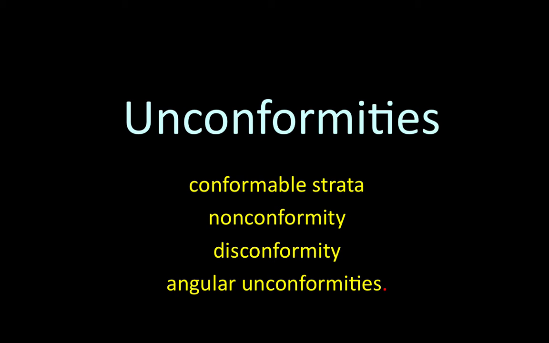This is Earth Science lecture number 12 on unconformities. In this lecture, we're going to look at what conformable strata are, and then we'll look at how various types of unconformities can develop and be identified, and those are called nonconformity, disconformity, and angular unconformities.